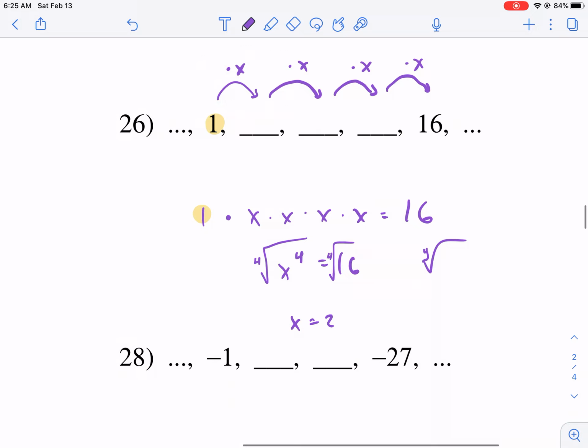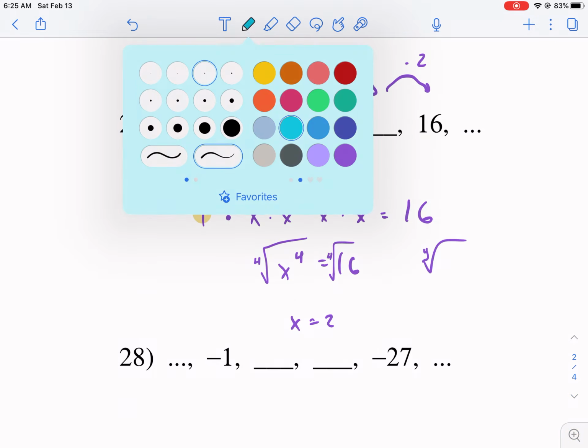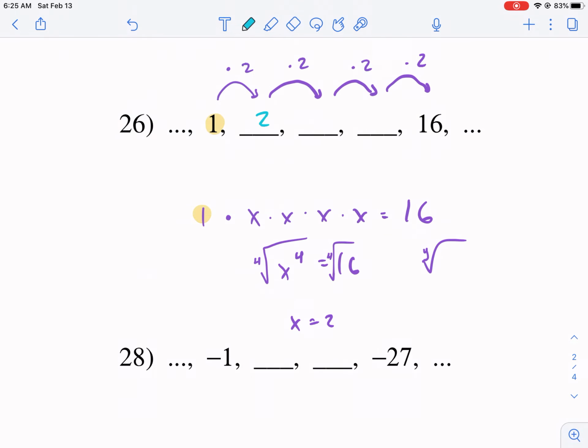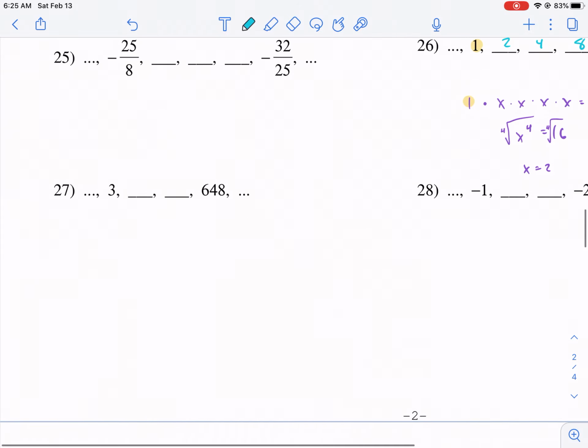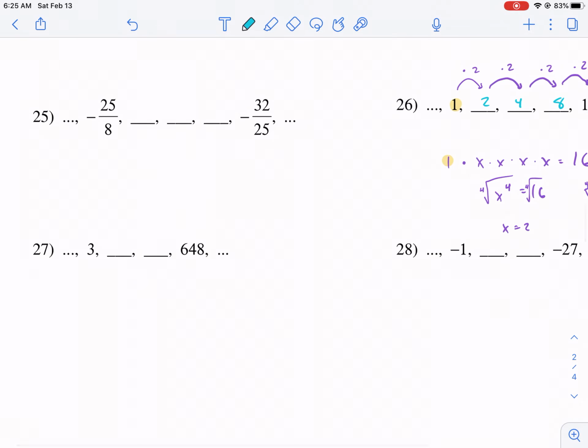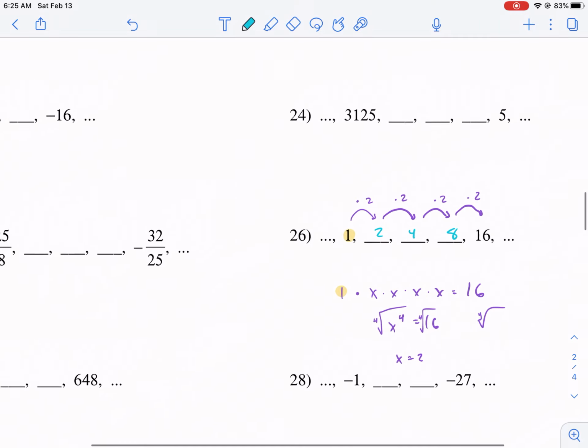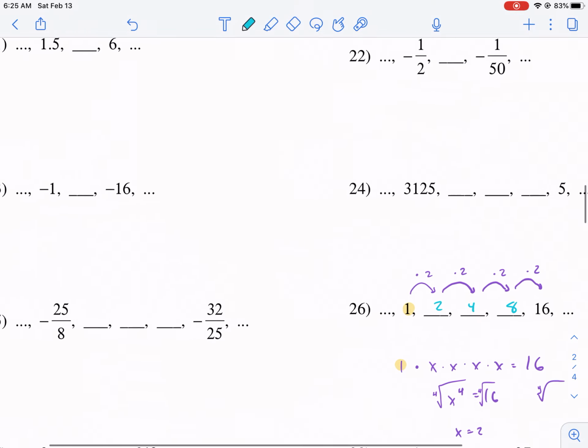That means I'm multiplying by 2 each time. Now I can find all these missing values. Times 2, times 2, times 2, times 2. So I get 2, I get 4, I get 8, I get 16, and that was just like my original one. Okay, should we do a dividing one? Yeah, let's do a dividing one.